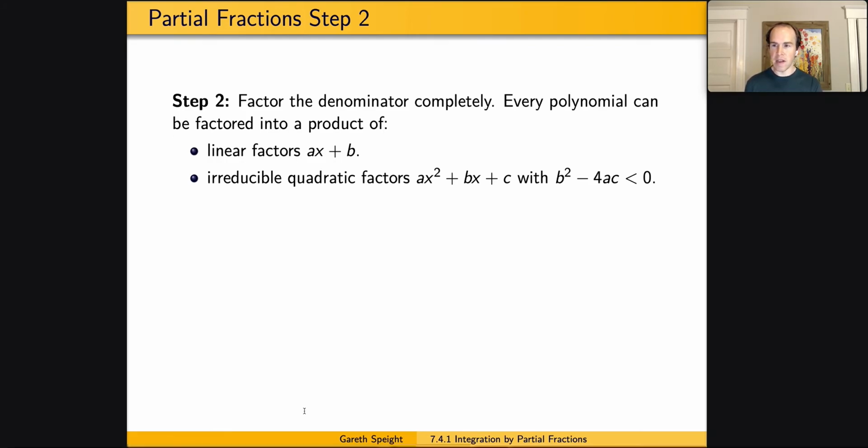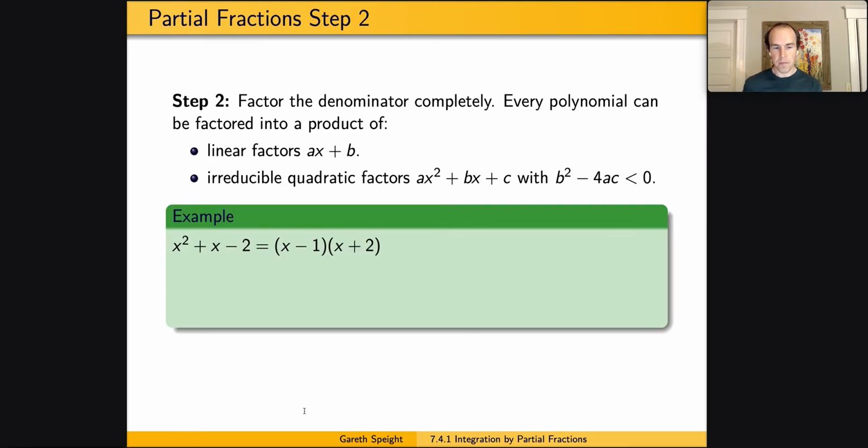So what do I mean by these? Quadratic factors are just quadratic polynomials. But in particular, we're interested in irreducible quadratic polynomials, which are ones that cannot be factored anymore. These look like ax squared plus bx plus c, where b squared minus 4ac is less than 0. It's very important that when you do this factorization as much as possible, you check that any quadratics you have left over are irreducible. If they're not irreducible, then you have to go one step further and write them in terms of linear factors. So we want to have only these two types of things.